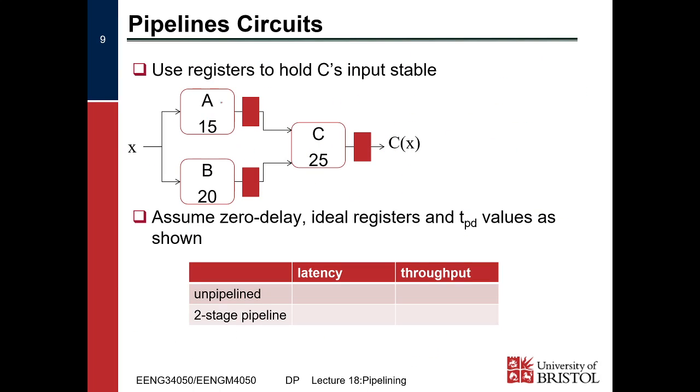We can. Let's put some registers in there, right? What we're going to do is put registers at the A of X and the B of X points. This will hold the input to C stable so that A and B can be working on a different input while C is working on its inputs, right? We'll assume that these registers at the moment are ideal. So that means TSU equals 0, TH equals 0, and TCQ equals TCDReg, which equals 0.